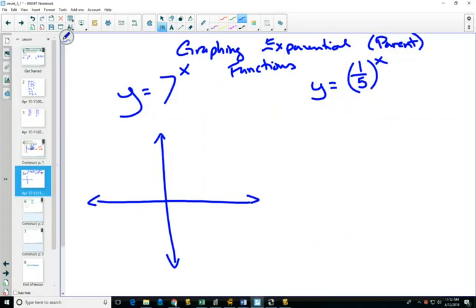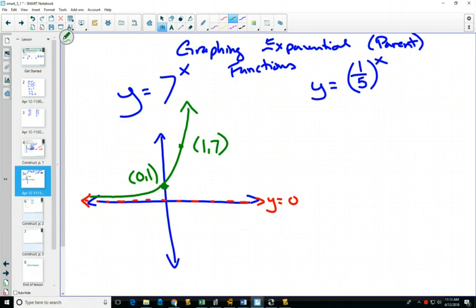If you're graphing y equals 7 to the x, you're always going to label 0, 1. You're always going to label an asymptote at y equals 0. You're going to label one more point, and that point is when you plug in x equals 1. Well, this is really easy mental math. 7 to the power of 1 is 7. So we'll have the point 1, 7. And with those 2 points and our asymptote, you're going to say, my graph looks like this because I know that this is the basic shape of an exponential function.